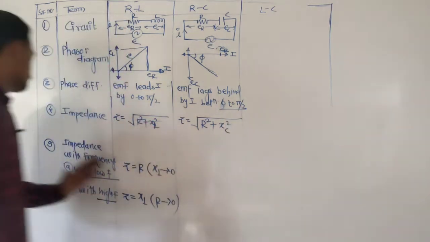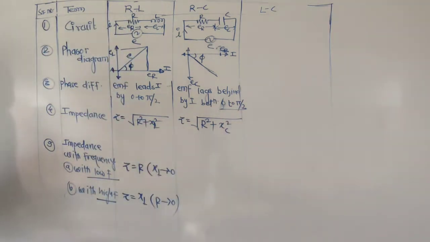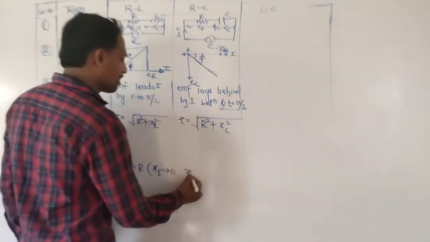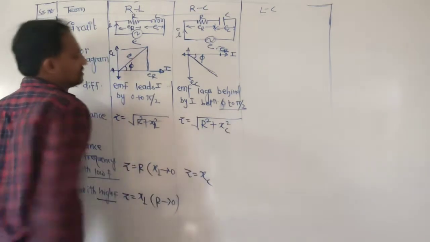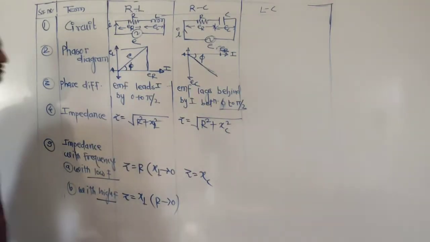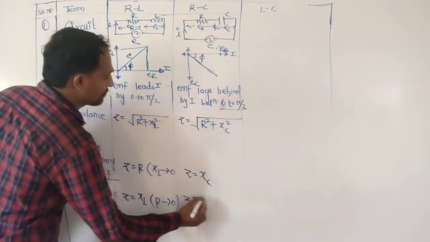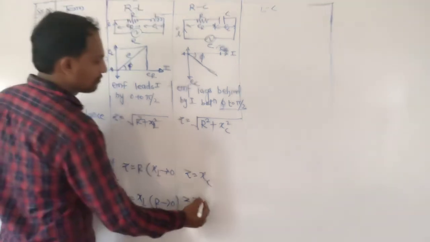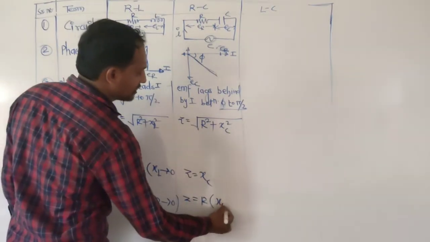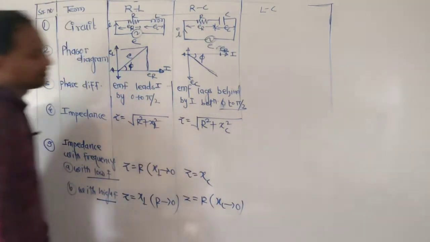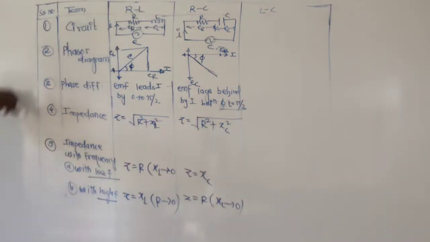How is the behavior of impedance with frequency? With low frequency Z is equal to XC, and with high frequency Z is equal to R and XC tends to 0. So this is the variation of impedance with high frequency and low frequency.